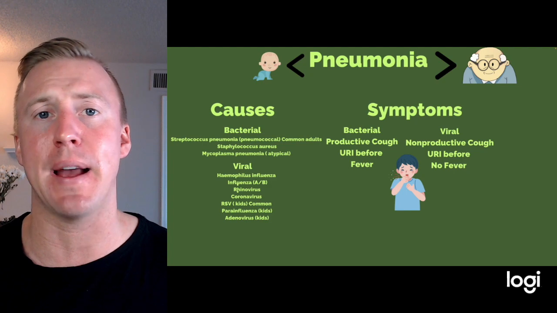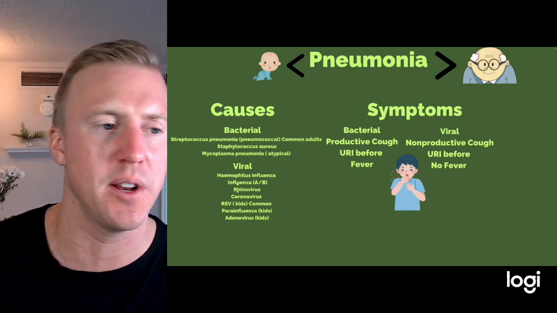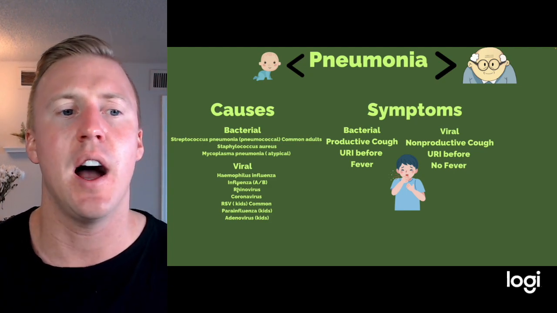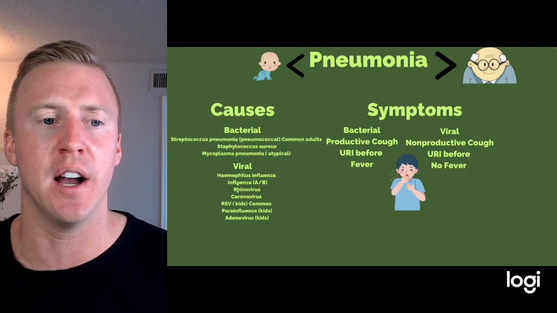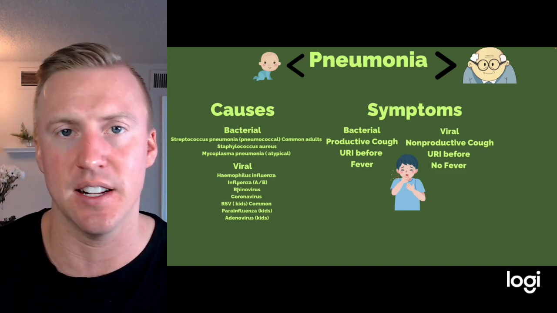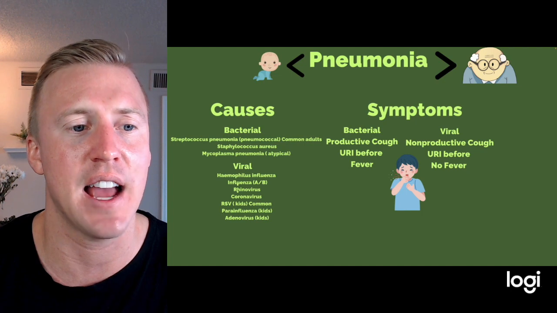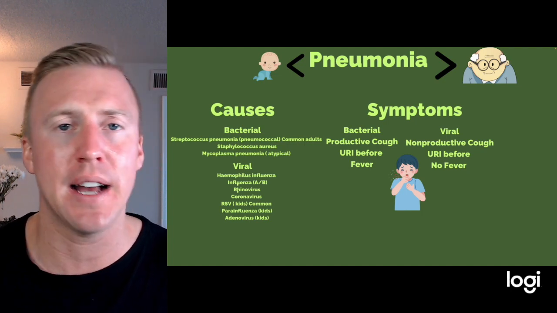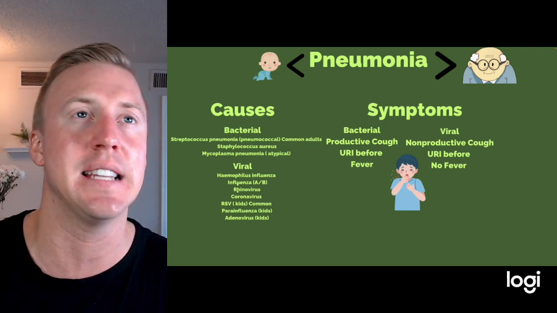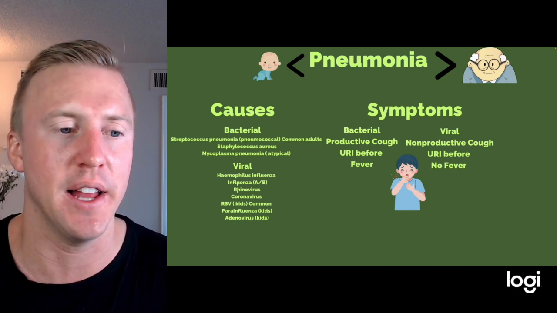Now, some of the causes, bacterial, more common in adults. So we know that Streptococcus pneumoniae, which we just call pneumococcal pneumonia, is one of the most common things we see in adults. Outside of that, we can see Staph aureus, and then Mycoplasma, which we call atypical, more likely to see that in kids of school age.